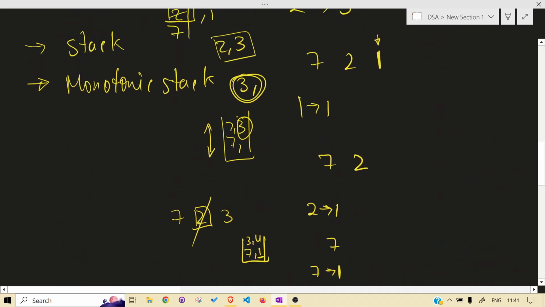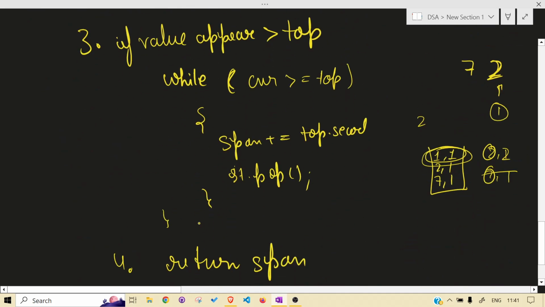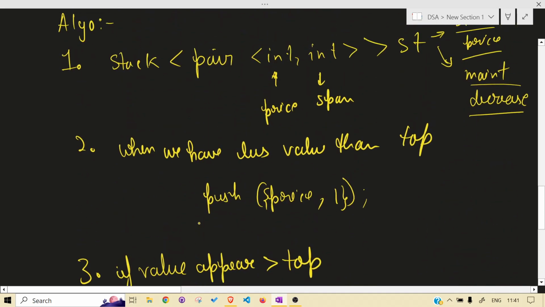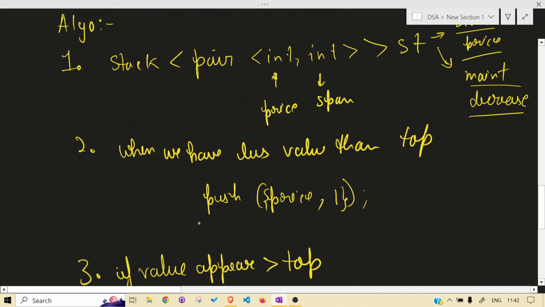Like this case: 7 comma 1, 2 comma 1, 1 comma 1, and then 2 arrives. We have to accommodate this 2 because we have to have this in our history. And what we need is easy calculation of span. So we accumulate everyone which is smaller than or equal to this. That's why we are using a stack, because it does O(1) push and O(1) pop. I hope this much is clear.